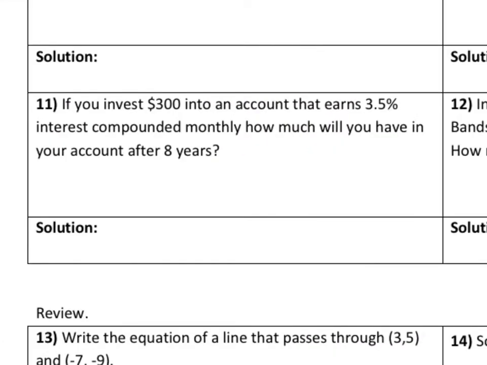Okay, for number 11, we're going to read the problem first, and then we're going to make a decision on whether we think it is a growth, decay, or it might be something else that we learned about. If you invest $300 into an account that earns 3.5% interest compounded monthly. Here's our key word here. Anytime you see the word compounded, you know that you're going to use your compound interest formula. And it wants to know how much this was, if it was compounded monthly after 8 years.